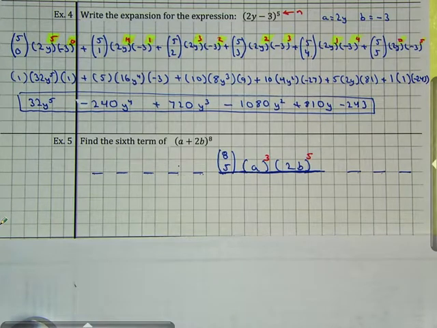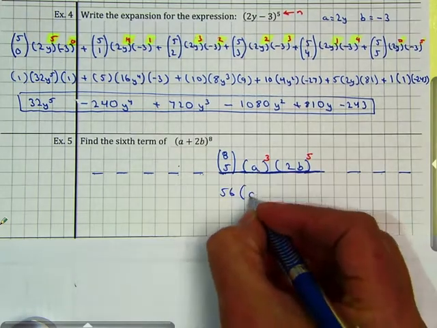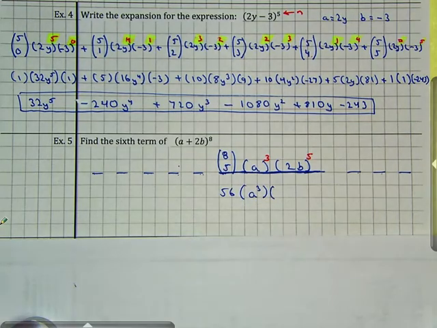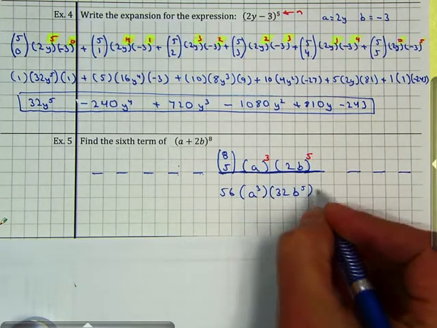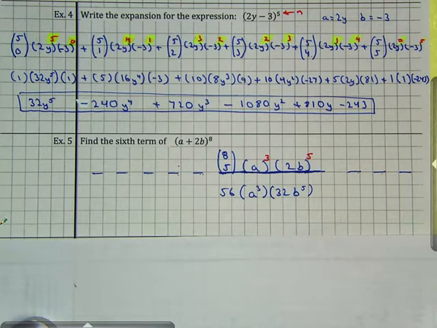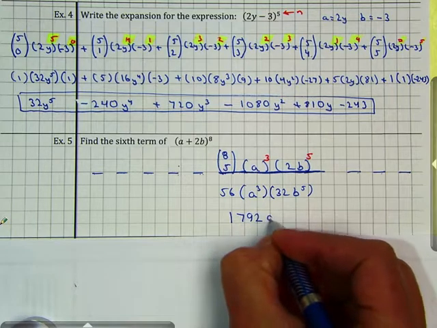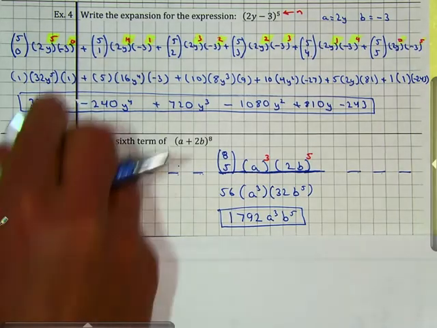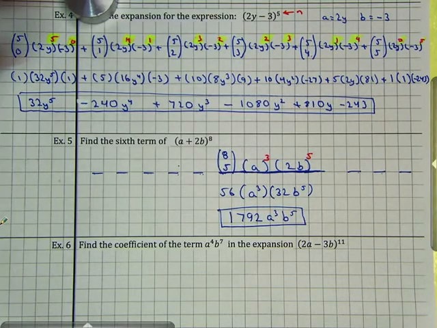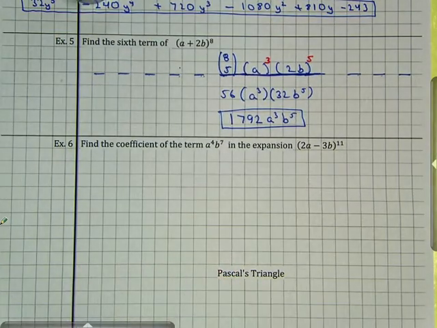And now I can just simplify that one term. So 8 choose 5 will give me 56 using my calculator. A to the 3rd power is just A to the 3rd. And 2 to the 5th power is 32, so it'll be 32b to the 5th. I just multiply 56 times 32. It'll be 1,792 a to the 3rd, b to the 5th. So try example number 6, our last example for today.